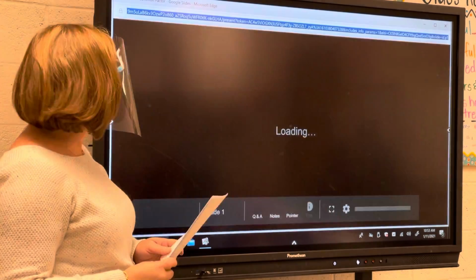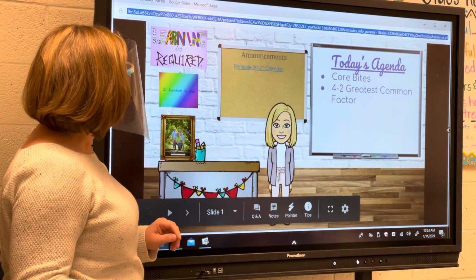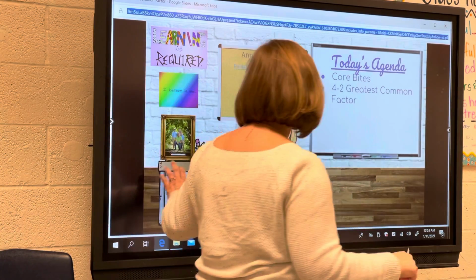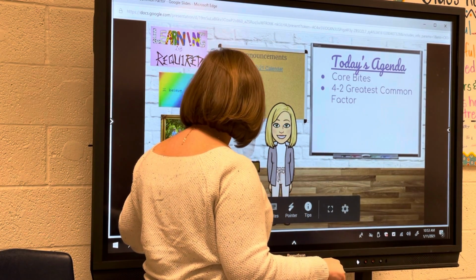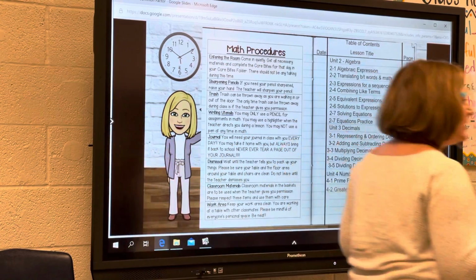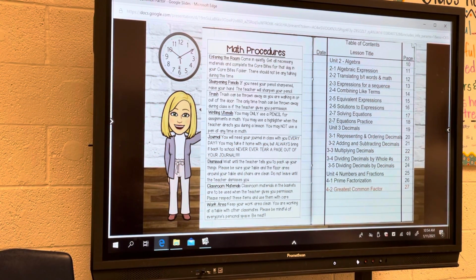Greatest common factor. In your table of contents, I want you to put 4-2, greatest common factor, and everyone should be on page 27. Everyone should be on page 27.